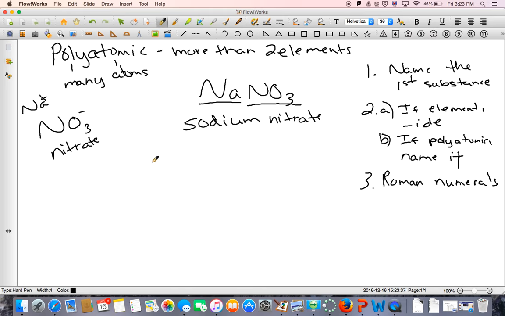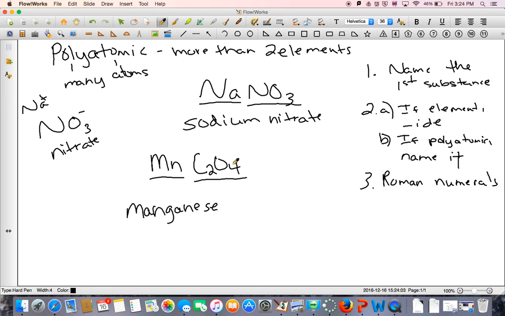Let's try another one. Let's go Mn, and then we're going to go C2O4. First of all, I look at it and I see a metal, and I see 1, 2, and then 3 capital letters, so I know there's a polyatomic in here. Here's my metal, and C2O4 happens to be the polyatomic. So rule number 1, name the first substance. Manganese.